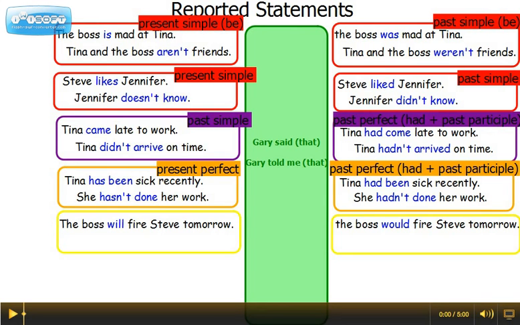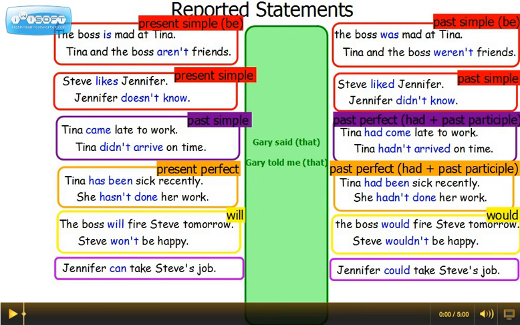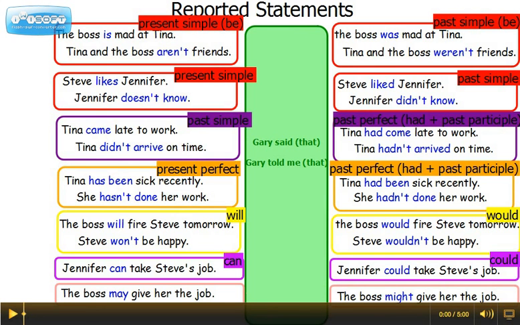Now, in my example with the future with will, you'll notice that will transforms to would, and the same can be said for the negative. Won't becomes wouldn't. Will is a modal, and there are other modals that have these rules. Can becomes could, and may becomes might in reported speech.